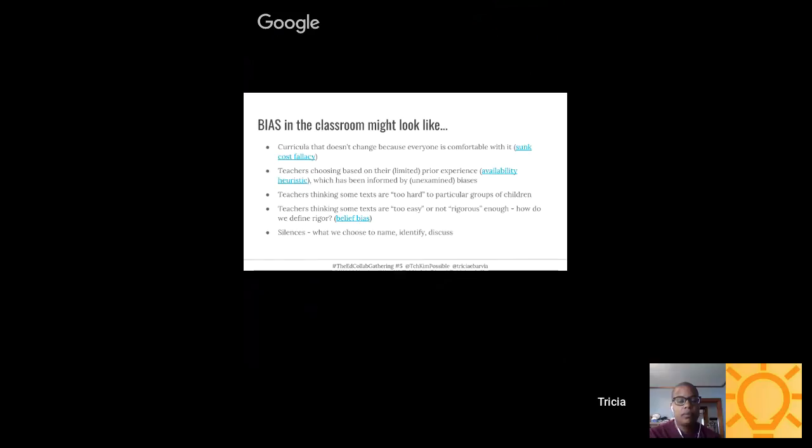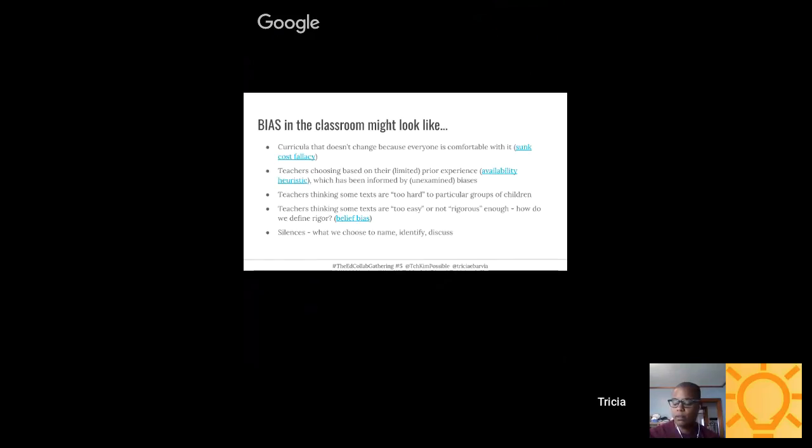And this, of course, lines up with another bias, which is the sunk cost fallacy. We've already put this much time and energy into creating this curricula. Now you want me to change it. But if we're going to be responsive to the kids sitting in our classrooms, we have to think about that. And then also, what might it look like?